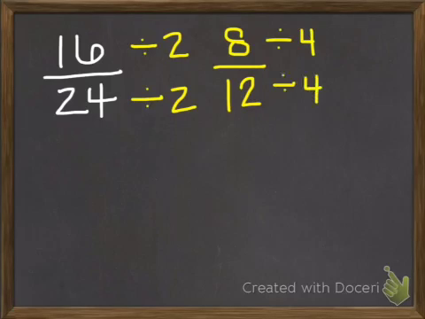8 divided by 4 is 2, and 12 divided by 4 is 3. I now have another equivalent fraction, 2/3, and this time it's in its simplest form because I can't divide 2 and 3 by any number the same way. So I now have the fraction in the most simple form, and I have equivalent fractions.